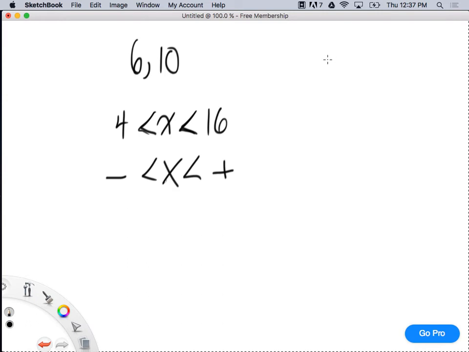So for instance, that's smart. Oh, that is so smart.